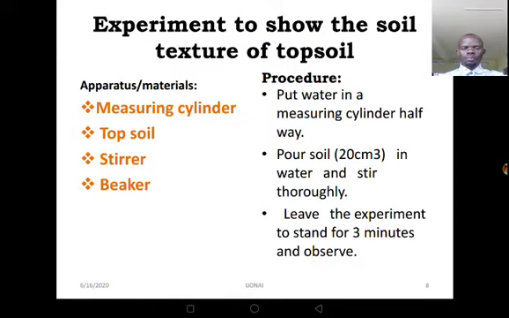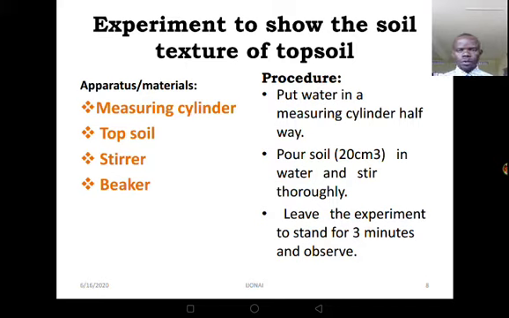Now we are moving to experiments about soil. This first one is going to be about showing the different soil particles or texture. And in this experiment we require some materials. The first material is the measuring cylinder. The use of this measuring cylinder is for taking measurements. And in this case we are going to measure the soil sample.